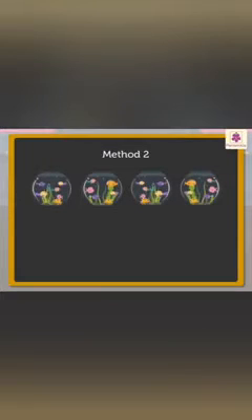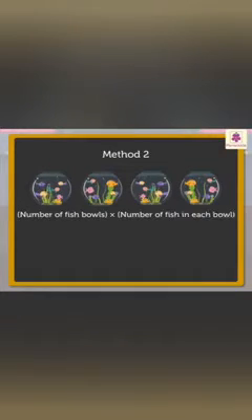Now, let us see method 2. Here we would be multiplying the numbers. Let us see how. There are 4 fish bowls. Each bowl has 5 fish in it. So, here we multiply the number of fish bowls with the number of fish in each bowl. So, 4 times 5 is equal to 20. Thus, there are 20 fish in all.